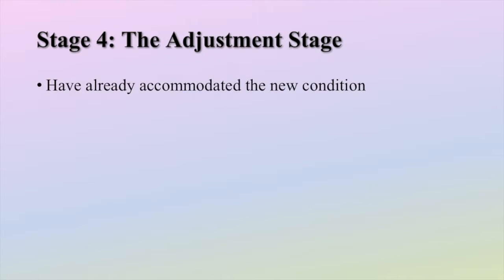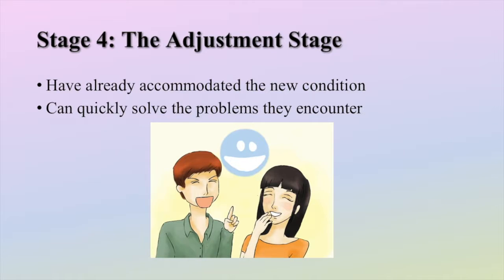And the last stage is the adjustment stage. At that time, students have already accommodated to the new conditions, and they can quickly solve problems by themselves. Now students can keep exploring the culture, and they already have a normal life just like other people. They also need to keep in touch with their family and old friends. I think they will have a nice future in the foreign country. So these are the four stages of culture shock.